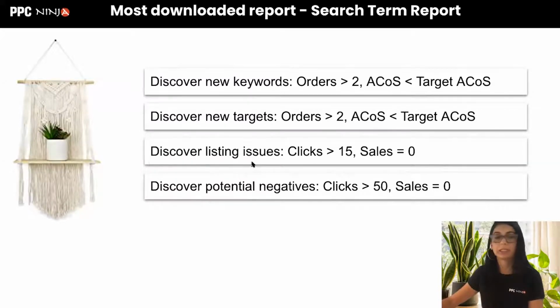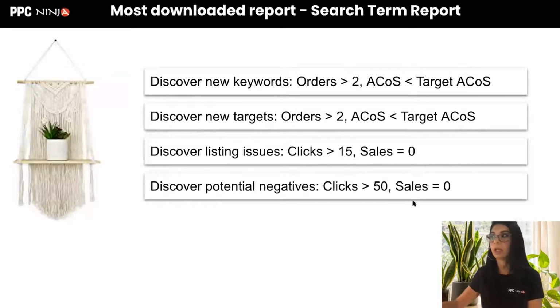You can also discover listing issues. For example, if you have lots and lots of clicks, I've just given an example of 15. It could be any number you pick. You have lots and lots of clicks and no sales, so there's no conversions happening. That typically indicates problems on your listing, because there might be something you want to fix there, or you might discover that the keyword is not even present on your listing, things like that. You can also discover potential negative keywords by just measuring how many clicks happened without any sales.